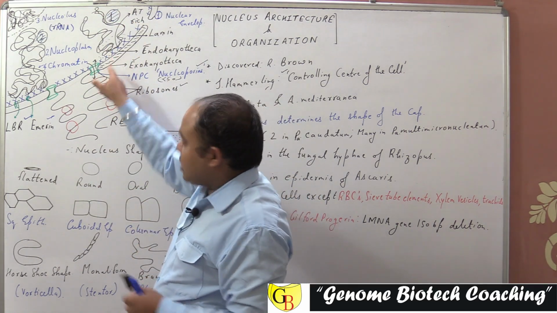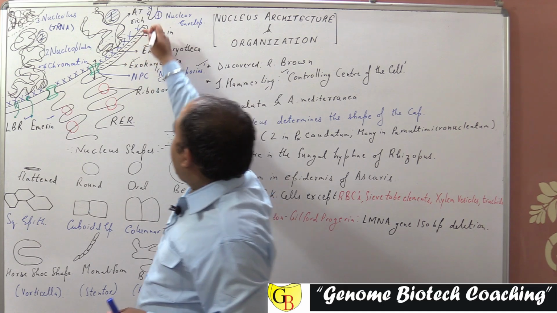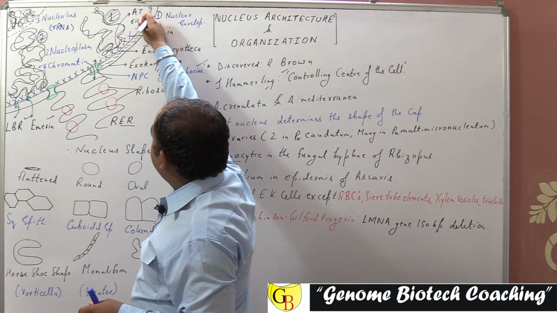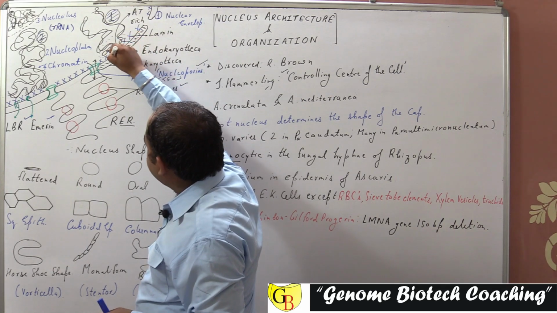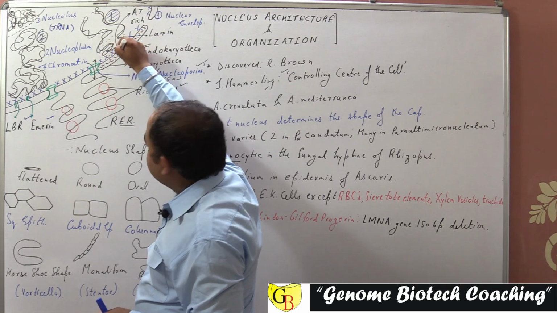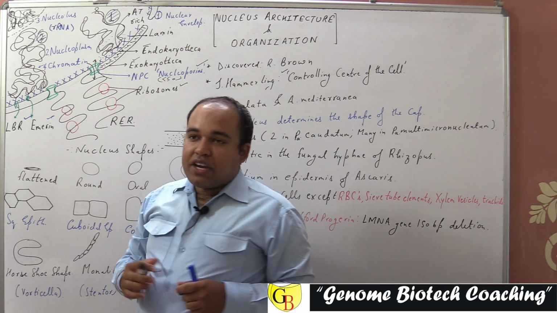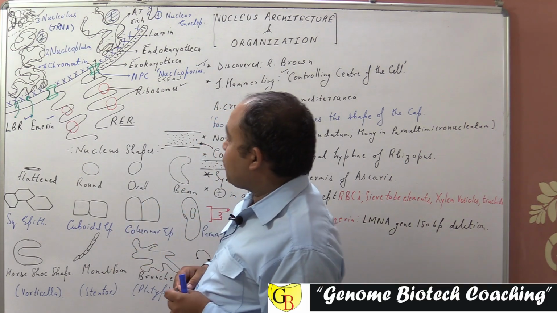Now you can find there is a space in between the exokaryotheca and the endokaryotheca. This space is referred to as perinuclear space. Sometimes this perinuclear space might be filled with perinuclear fluid.